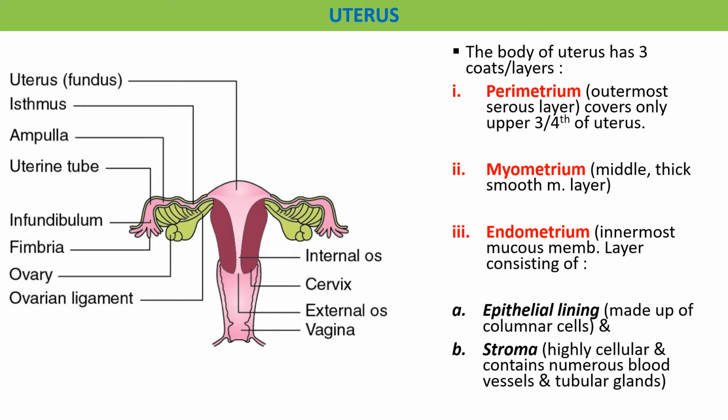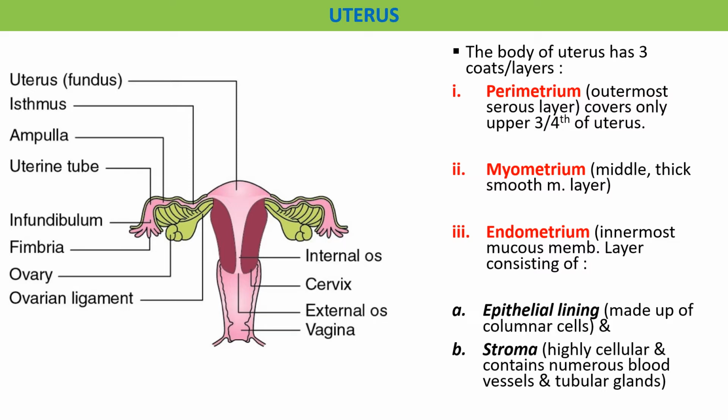When you see the structure of the uterus from inside, you can see that the body of the uterus consists of three layers, namely perimetrium, myometrium, and endometrium. Perimetrium is the outermost serous layer. It covers only the upper 3/4 of the uterus. The myometrium is the middle layer, that is thick and made up of smooth muscles.